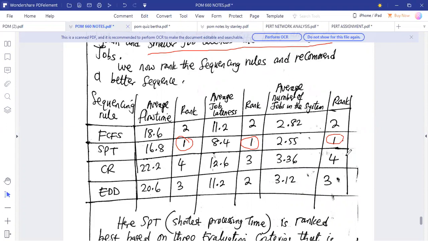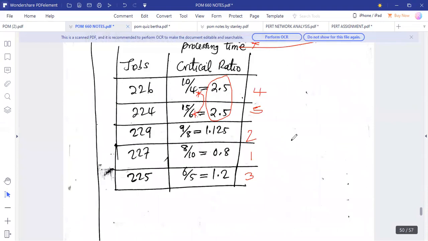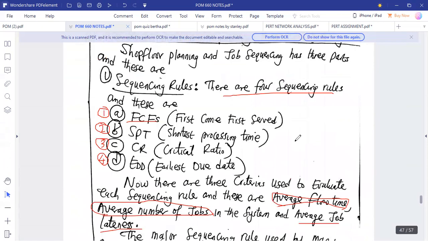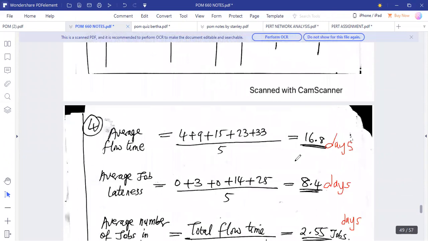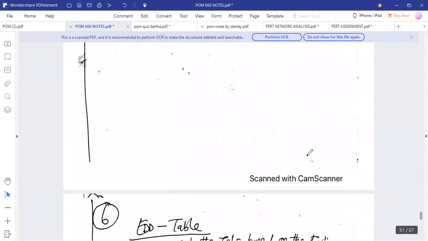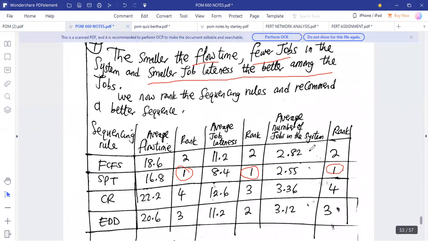Now we are going to get to the second part. The other part will be done in another class, because it needs serious attention and detailed explanation, since it requires a Gantt chart. Shop floor planning and job sequencing has three parts. The first is sequencing rules, which we have just looked at. Then the changeover cost, which is the second part for this class. The other one, to be done in the other class, is the Gantt chart, to mark the end of the topic. So let's look at the changeover cost.